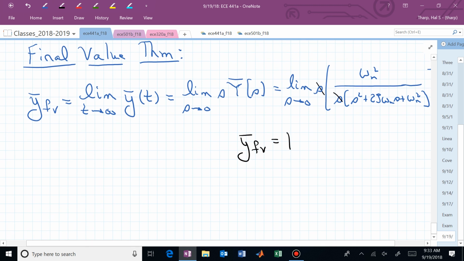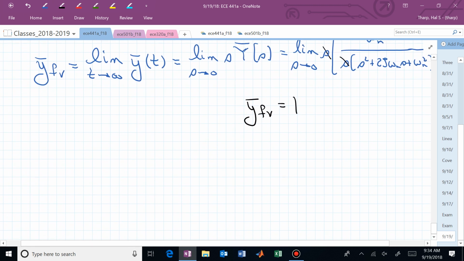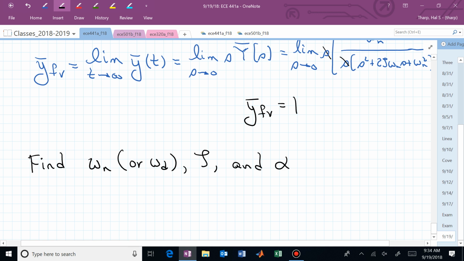And what we want to do now is use that to actually find omega sub n or omega sub d, zeta, and alpha from the step response.